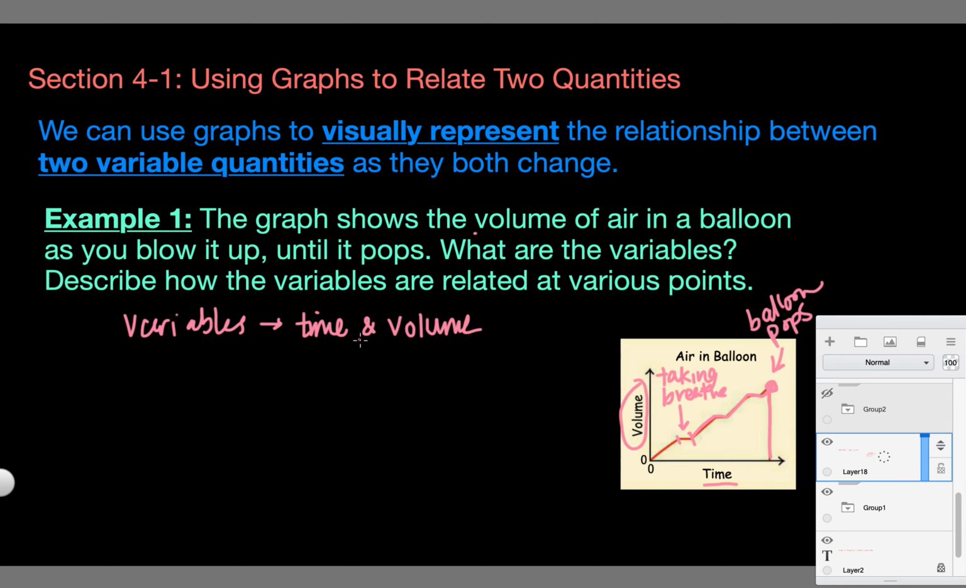So all I really want you to do is take a few points on the graph and figure out what's happening at that very time. So right here we can say air is going into the balloon. Right here we can say somebody's taking a breath. Right here we can say air is going into the balloon. And here we can say again that the balloon has popped and all the air is coming out of the balloon. So it's all about interpreting the situation, figuring out what our graph is actually telling us, and then going from there.